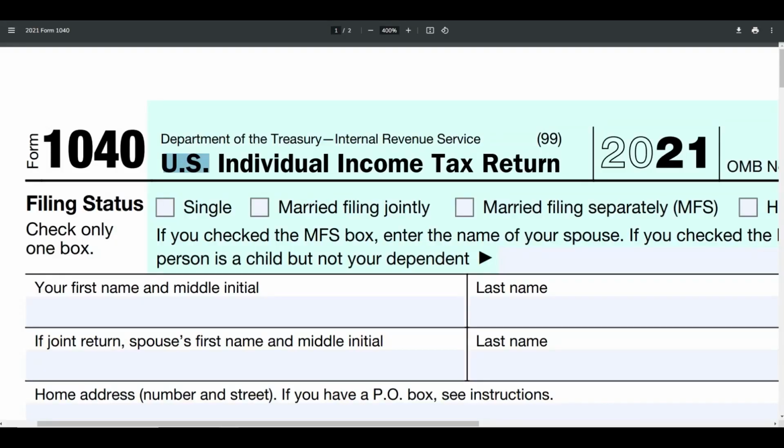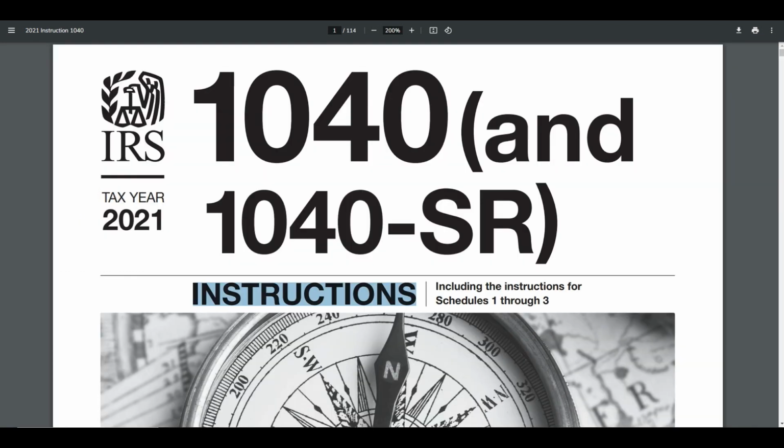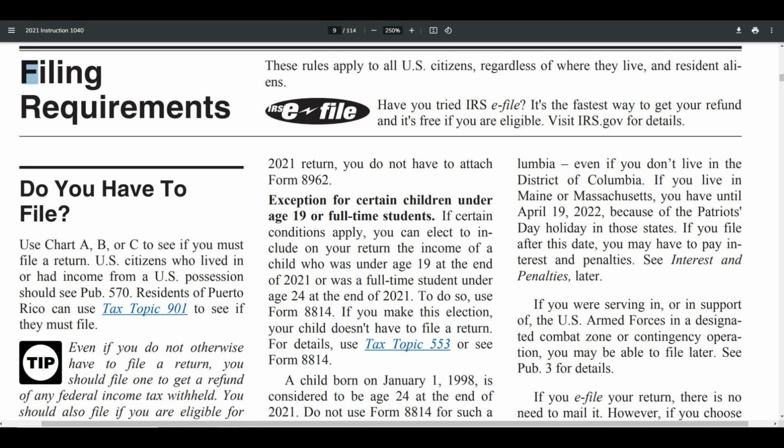Let's start from the IRS's own 1040 tax form, the 1040 U.S. Individual Income Tax Return. Let's focus on the word U.S. That's key. What does the word U.S. mean? The IRS, on its website, in the instructions for the 1040 booklet on page 8 about filing requirements, tells us that these rules apply to all U.S. citizens regardless of where they live, and resident aliens.